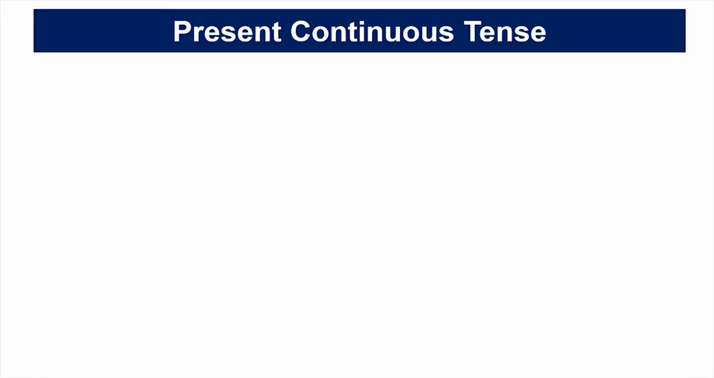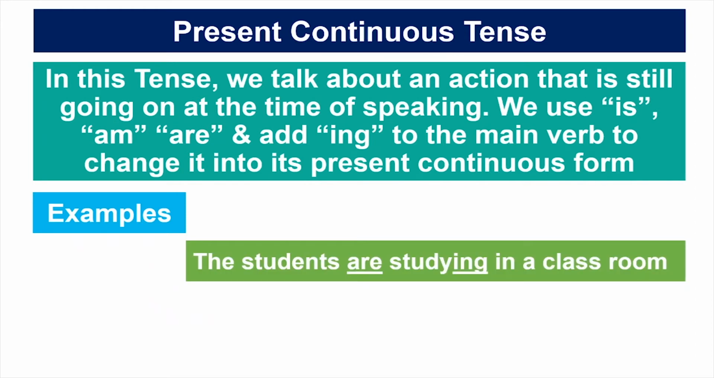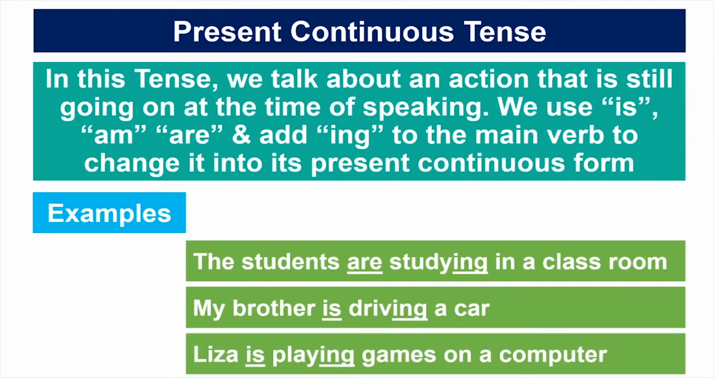Present continuous tense. In this tense, we talk about an action that is still going on at the time of speaking. We use is, am, are, and add ing to the main verb to change it into its present continuous form. Let's see the examples. The students are studying in a classroom. My brother is driving a car. Lisa is playing games on a computer.